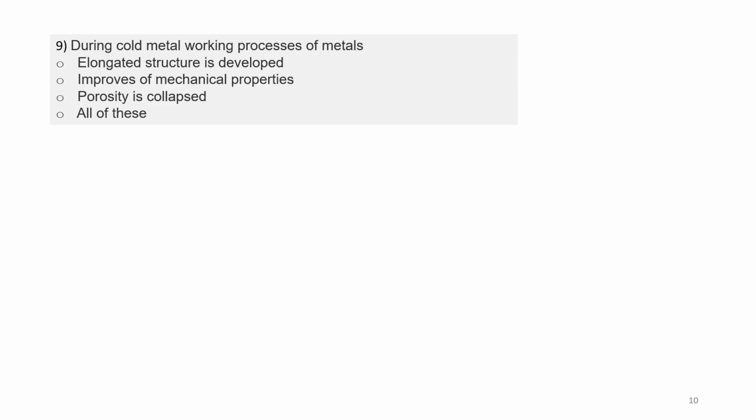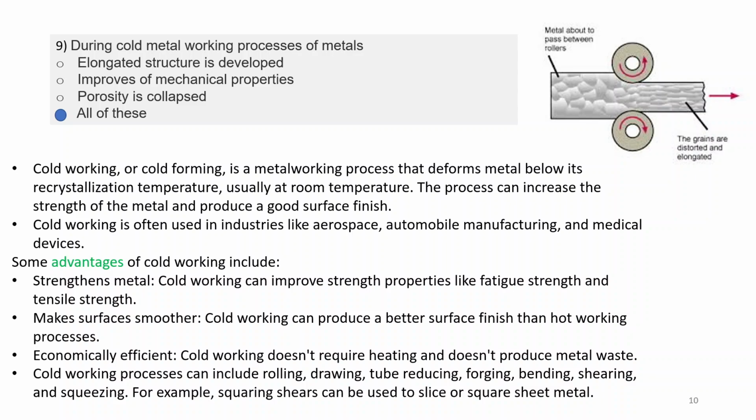Next question is, during cold metal working process of metals, which option will be correct? Here, elongated structure is developed, improves the mechanical properties, and porosity is collapsed, or all of these. So answer will be all of these. Here you can see, after rolling, the grain structure changes from equiaxed to elongated.